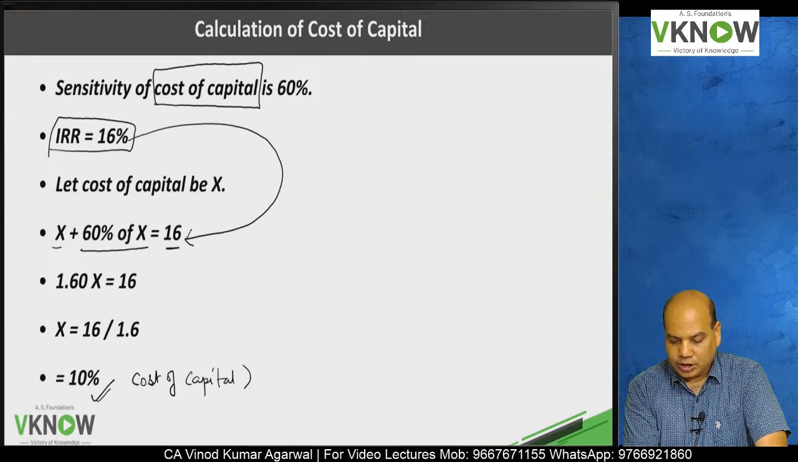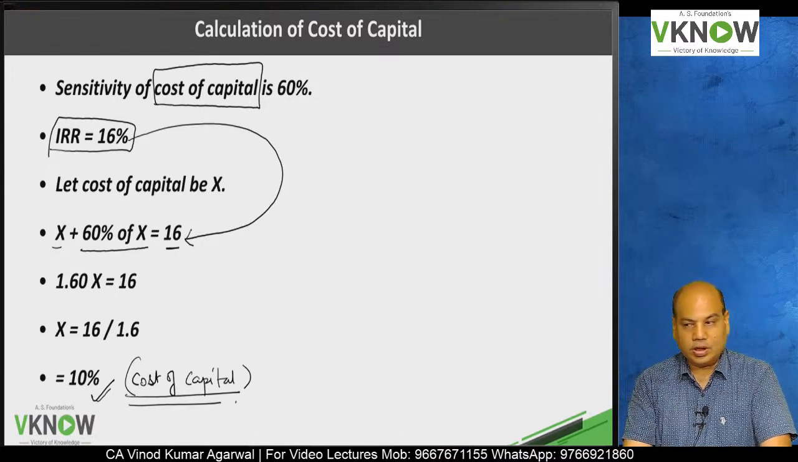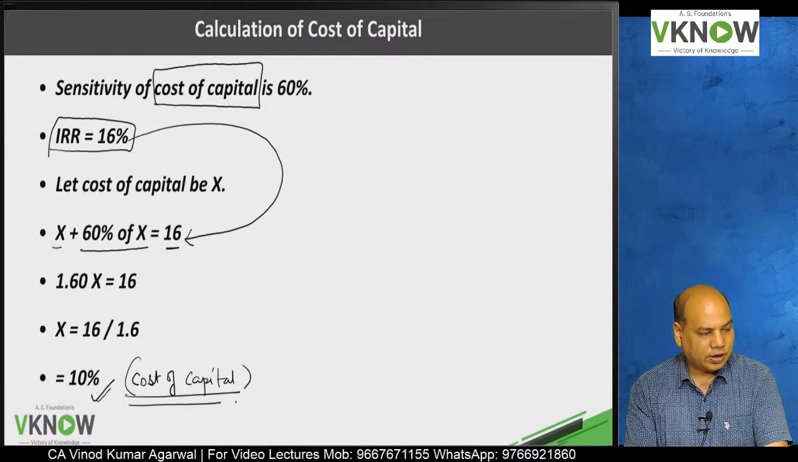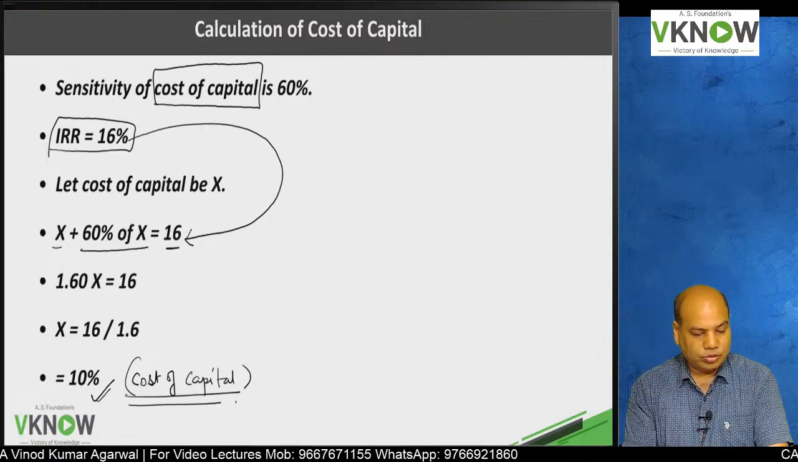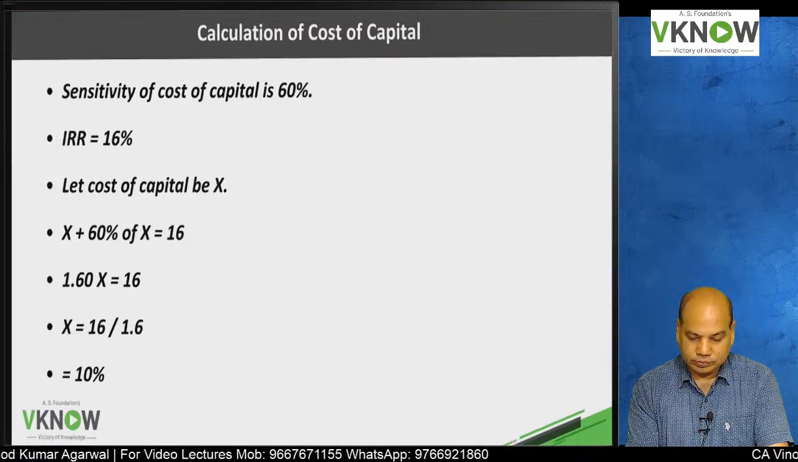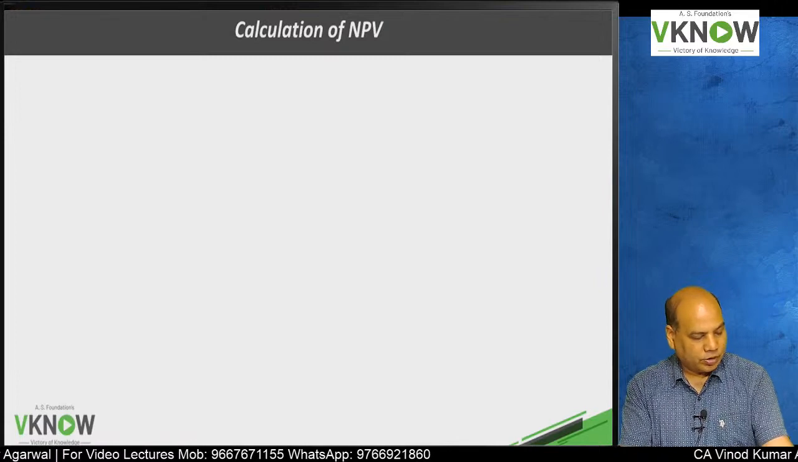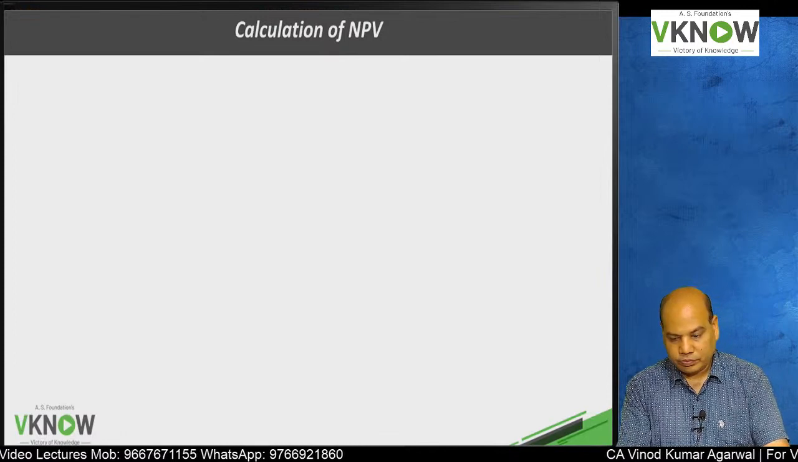NPV is calculated using cost of capital as a discount rate, not IRR. If you take IRR, it will be 0. Then there is no need of calculation. Now write down calculation of NPV. This is one of the answers required.